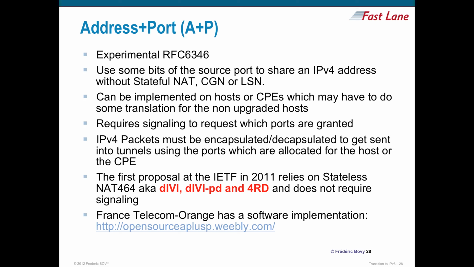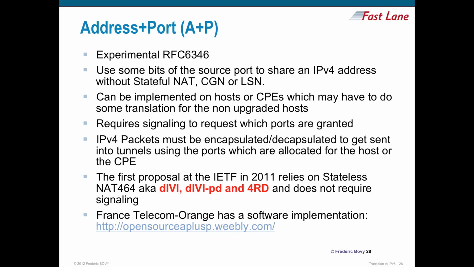If the hosts are not updated, it means that we need to have a router at the edge which is going to do some kind of translation to make sure that the packets going out of the site are not going to use ports which are not allocated to this site. So this is a translation, but it is not as heavy or complex as NAT. It is a very simple translation. So this is one function of A plus P.